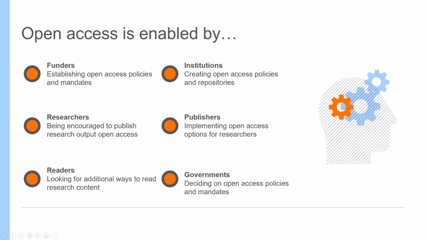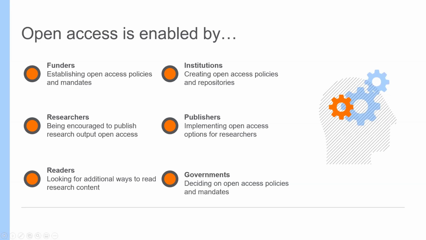Okay, and we have also researchers. So probably most of you are researchers, so you are being encouraged to publish research output in open access models. And this can be because of the funding body, because of the government, because of the institution you're working for. But also I showed you some benefits of doing that. So maybe this will be also your own idea. And we have readers. This is like the end user. This can be another researcher. This can be just a person who is interested in the topic. And readers are looking for additional ways to read research content. So basically, if the content is freely available, they can use it, they can share it, it's easy to find, the better for the readers, of course.